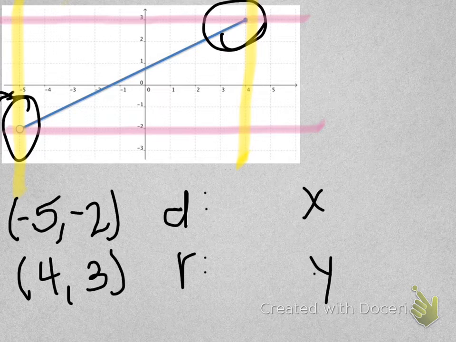So with this one, same thing as before, your small numbers go on the left, your big values go on the right. So here are our x values, here are our y values. Remember, domain goes with x, range goes with y.